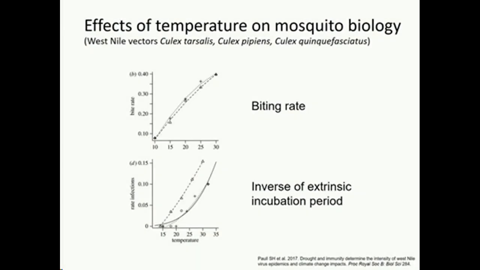And the effects of temperature on mosquito biology, we see that the biting rate of mosquitoes increases, and you can observe the graph on inverse of extrinsic incubation period. So mosquitoes reproduce quicker and bite more with increased temperature.